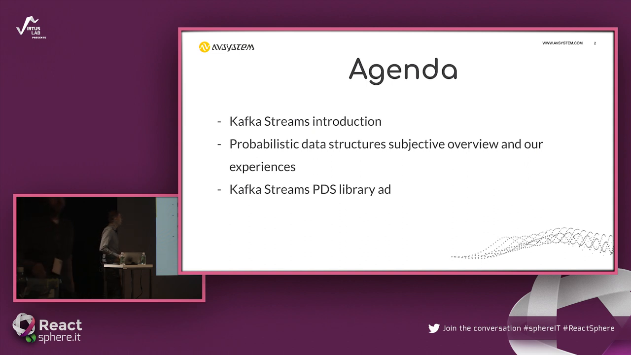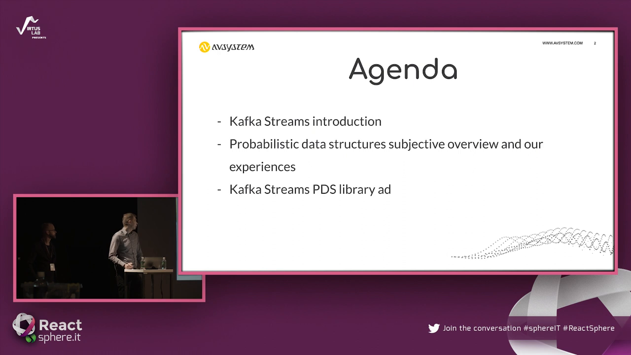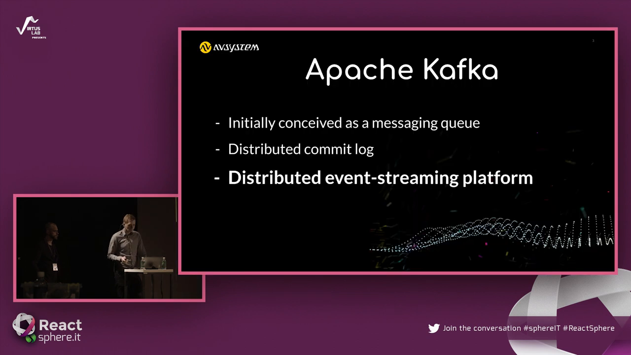Firstly, I will talk about Kafka Streams, mostly about the features and general concepts behind it. Then Miron will talk about his experiences with probabilistic data structures. And finally, it's going to be commercial time. We're going to introduce you to the real code behind our library that we developed lately, which tries to solve the problem of connecting probabilistic data structures with Kafka Streams topology builders.